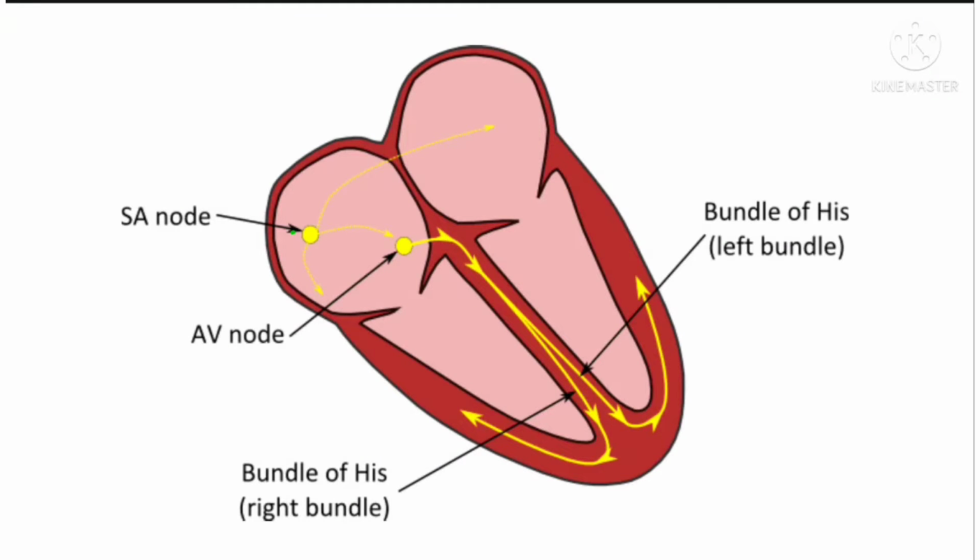In the heart, the impulse is generated in the SA node. From the SA node, it travels to the AV node, and from the AV node, via the bundle of His, it travels to both the ventricles. In atrioventricular heart block, there will be a problem in conducting the impulse through the AV node.